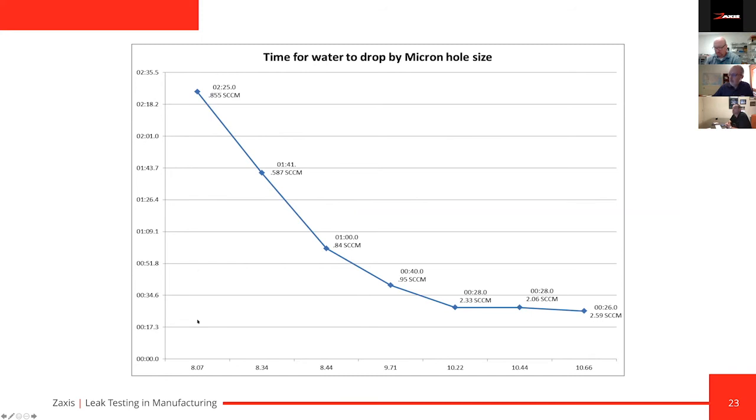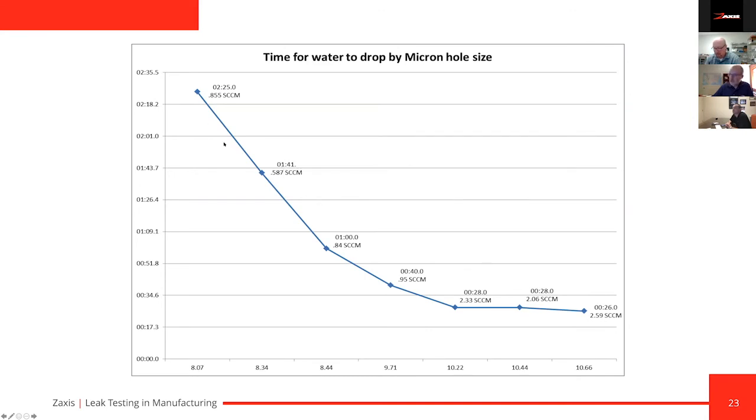And as you can see on the screen, at the 8 micron hole, 8.07 micron, a falling drop of water took 2 minutes and 25 seconds to form. And when we did a flow test, that hole was about 0.855. So then we moved out to 8.34. It took 1 minute and 41 seconds for the drop to fall, 0.58 cc's.